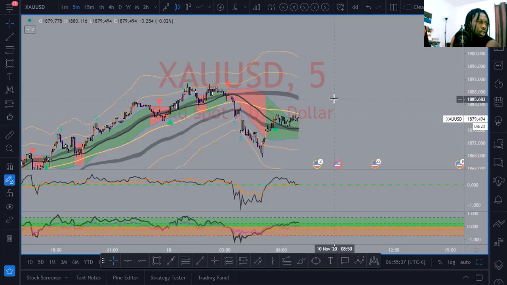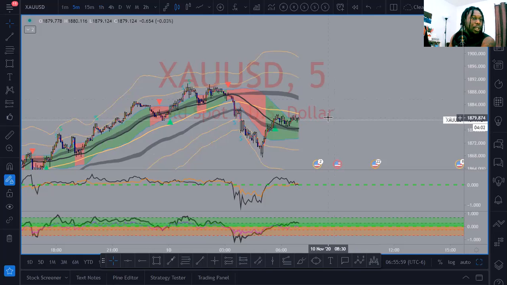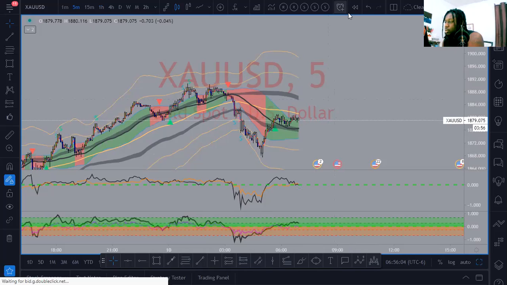So let me actually look at this better template. Okay. But yeah, I'm gonna go ahead and get into this gold buy and see how it goes. I'm only using the 5 minute. If I get the exit to get out, then I'm gonna get out. Then I'll reevaluate. But I do like the buy on this move overall.